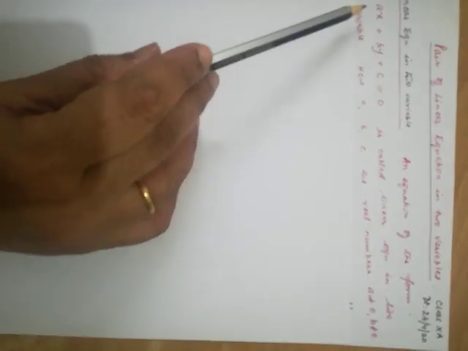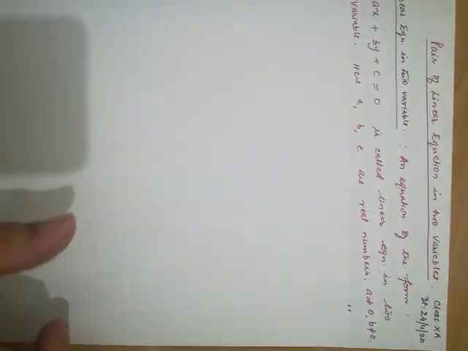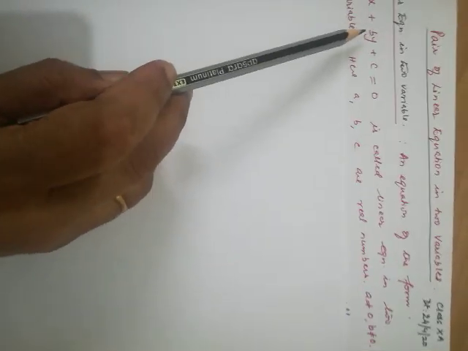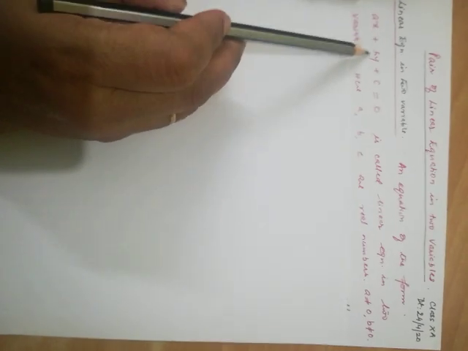The linear equation in two variables in general is written as an equation of the form ax plus by plus c is equal to 0. Here a, b, c are real numbers and a and b are not equal to 0, because if one of them is equal to 0, then it will not be two variables. Next, a linear equation represents a line on a graph paper, which we have seen last year. This year again we are going to continue it.